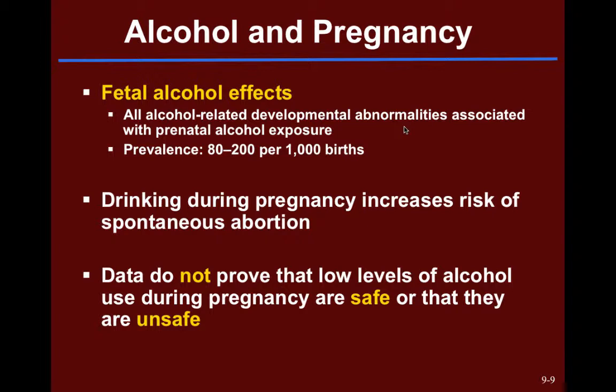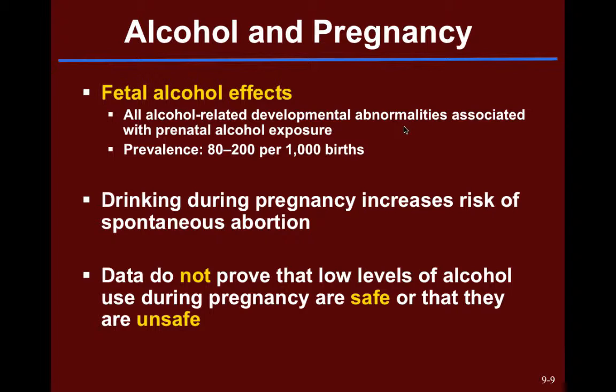We don't have firm data on either side. We don't know for sure that low levels of alcohol are safe or that they're unsafe. We definitely know that high levels of alcohol are unsafe. That one's clear as day. But in terms of low levels of alcohol, we do not have evidence that it's safe to drink during pregnancy, and we also do not have evidence that it's unsafe.